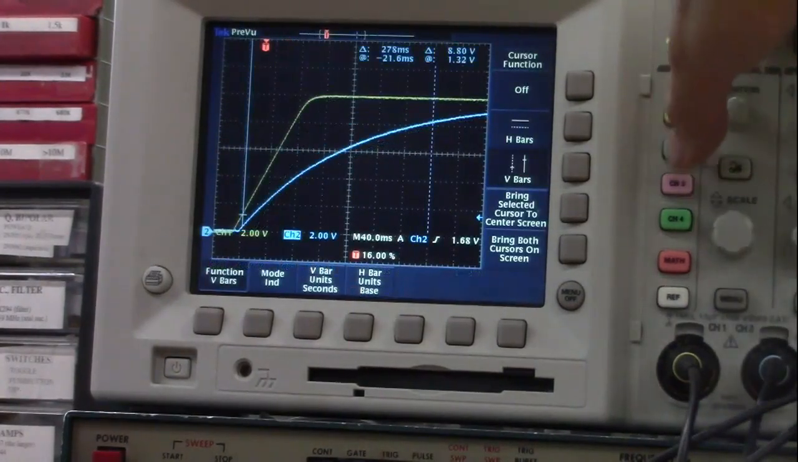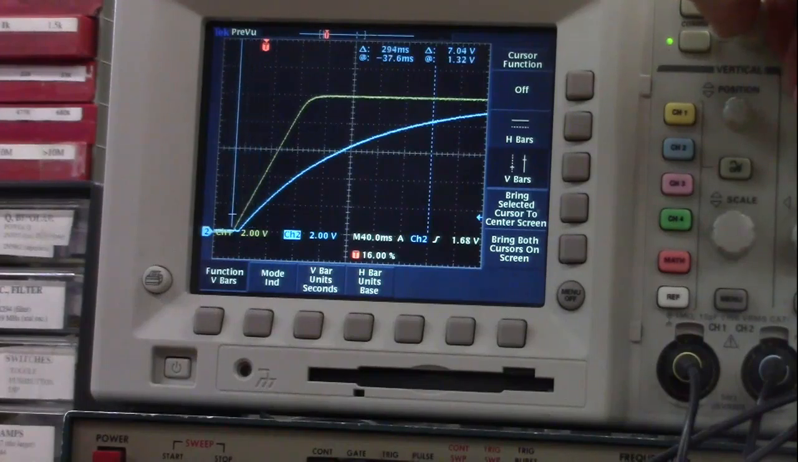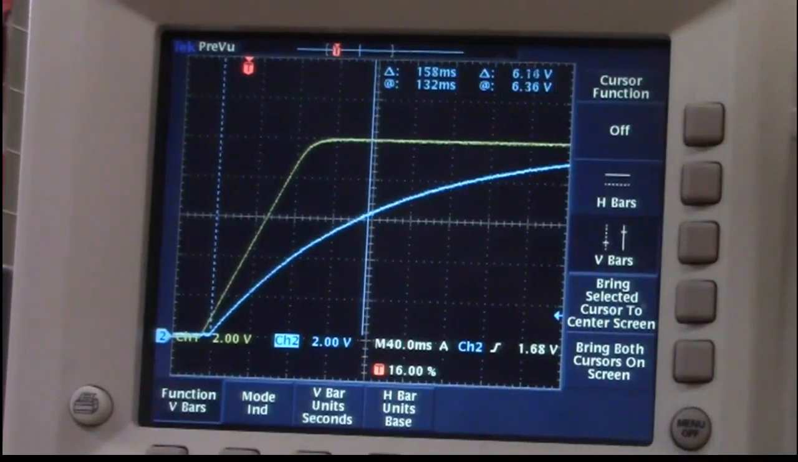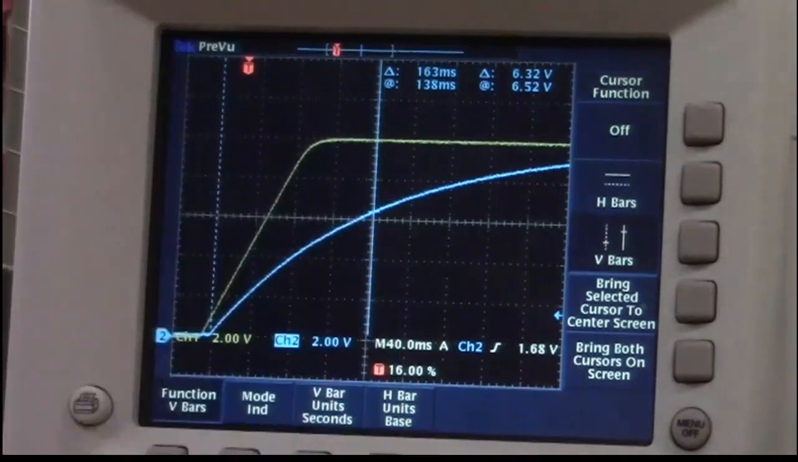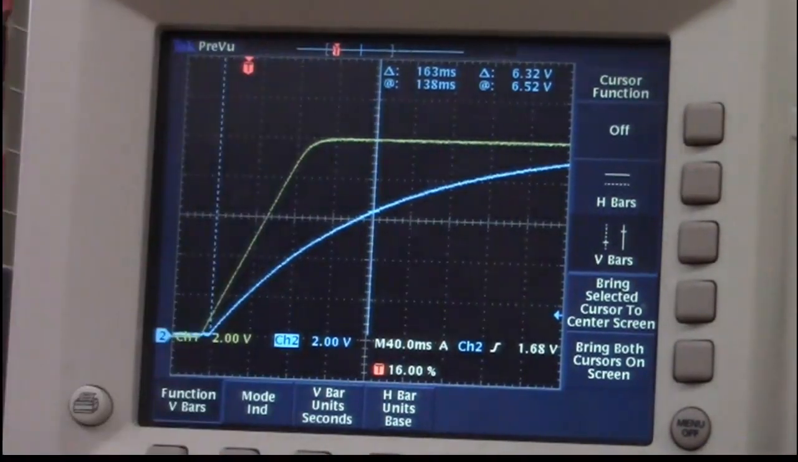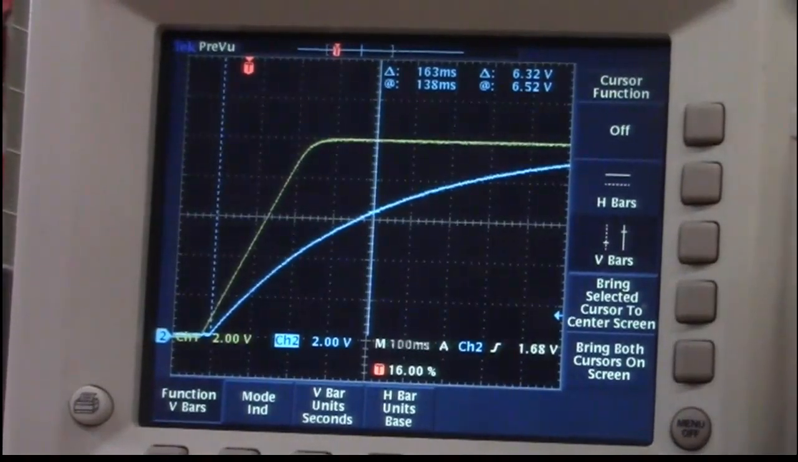Let's see if we can set our starting point right where we release the button. And we're going to take a look at 150 milliseconds. Let's look at where we're at: 6.3 volts. So that's a 6.32 volt change in 163 milliseconds. And the difference from the calculated value is probably a combination of component tolerance and measurement error.